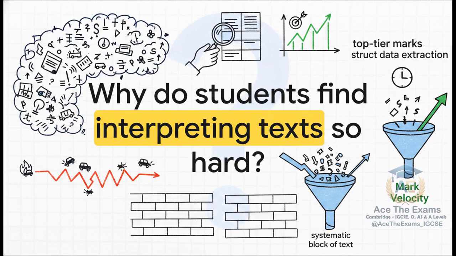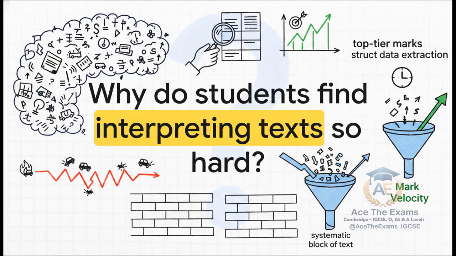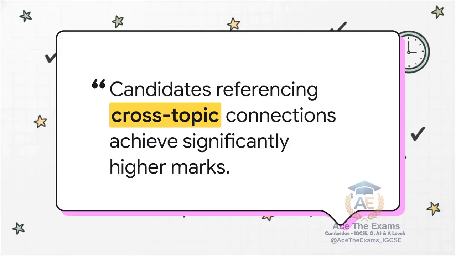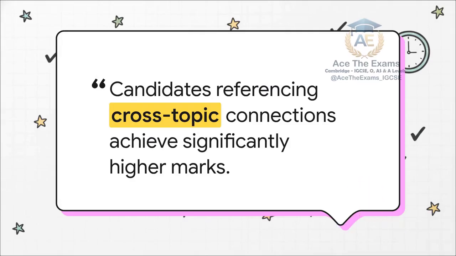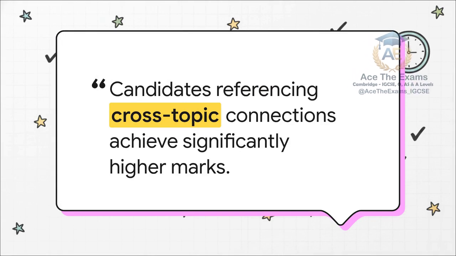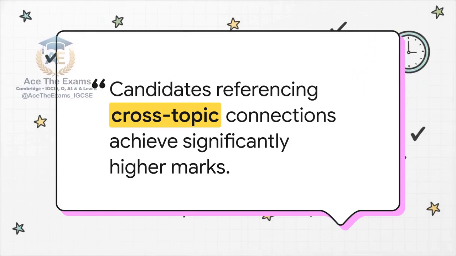To secure top-tier marks in the shortest possible time window, we need to completely shift your gameplay from passive reading to active, structured data extraction. You have to hunt for the specific assessment objectives, the AOs, that Cambridge wants. Now check this out. This is real hard examiner data, and it highlights a critical optimization strategy. The principal examiner report explicitly states, candidates referencing cross-topic connections achieve significantly higher marks. Right there, that is your first massive time save and your ultimate score multiplier.